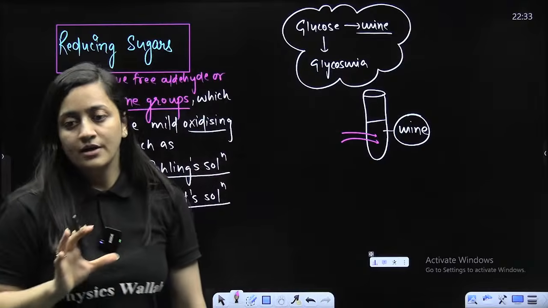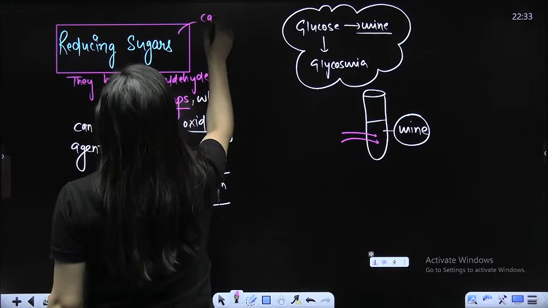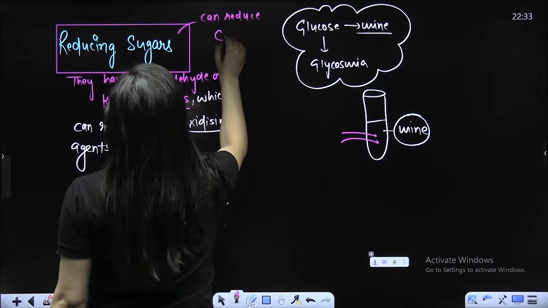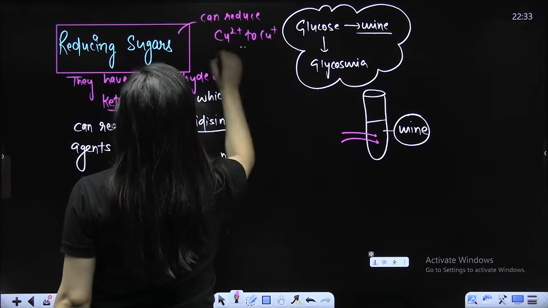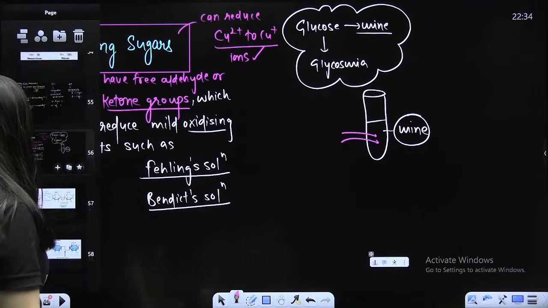So in chemistry lab, in that chemistry practical part, you will discuss that. It is basically these free groups that are capable of reducing these mild oxidizing agents. Okay, done. So you can read more about that. These reducing sugars can reduce Cu2+ to Cu+, right? So that's how they'll give us the results. We can detect that. So monosaccharides are basically the reducing sugars.